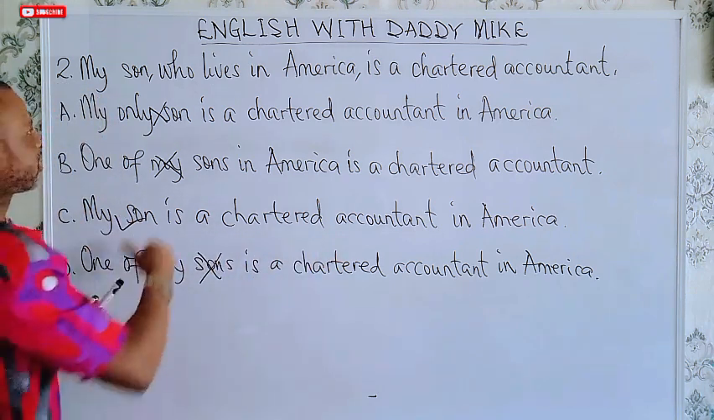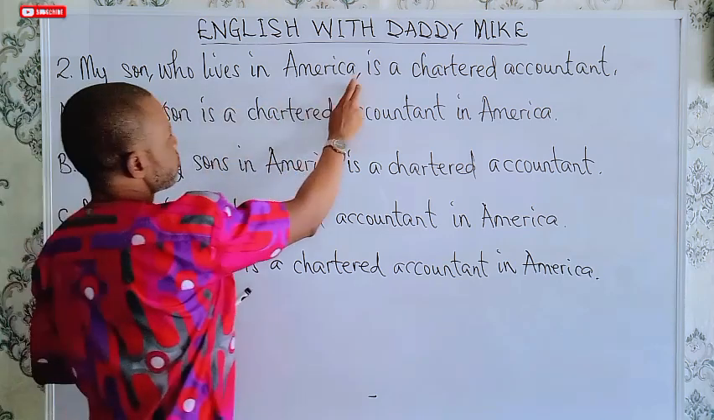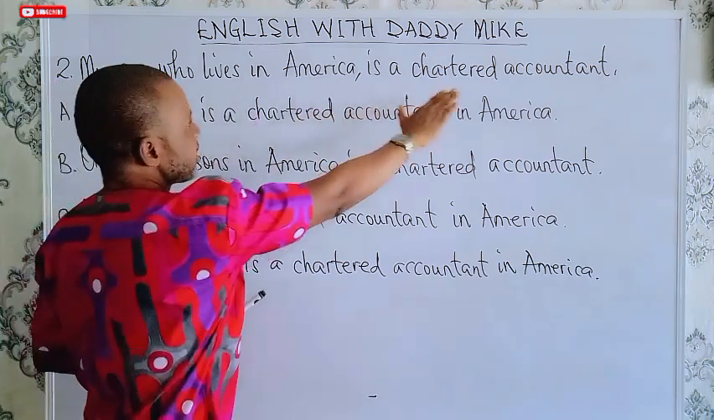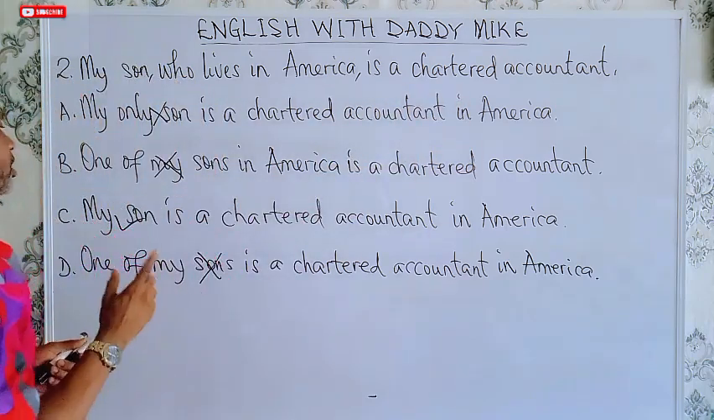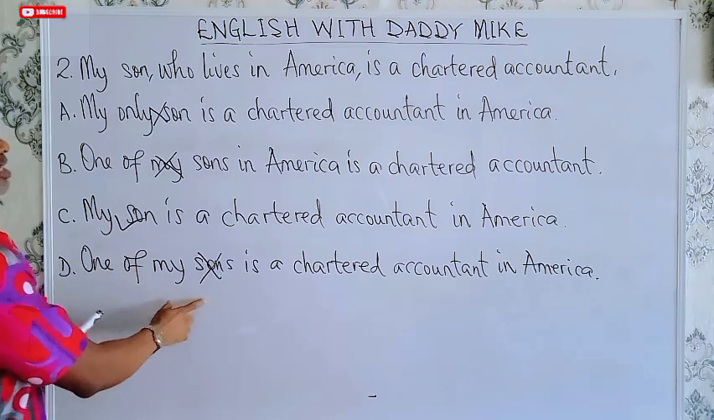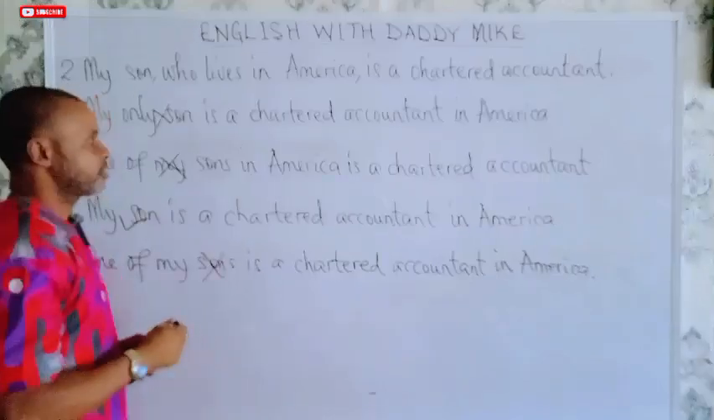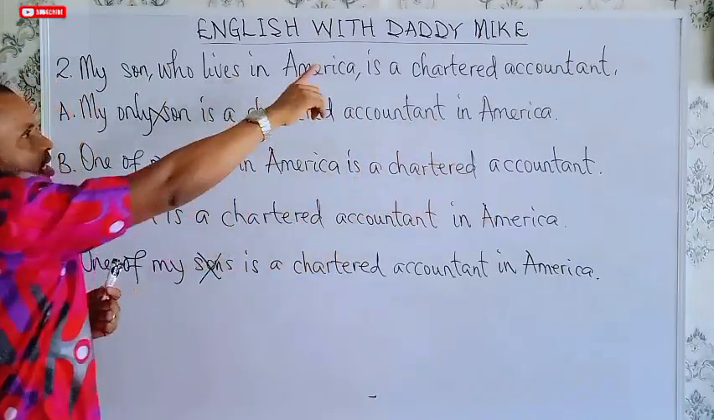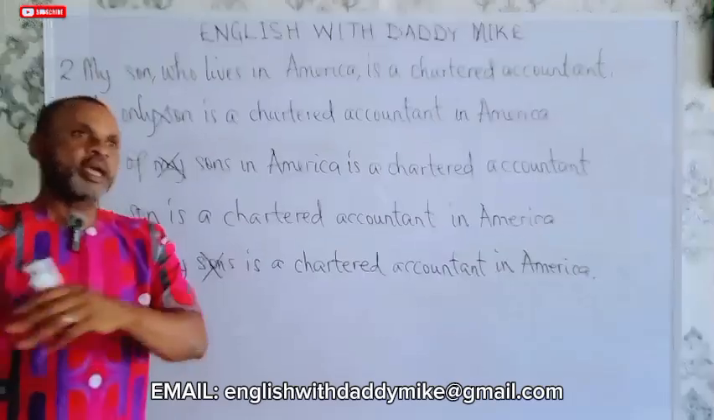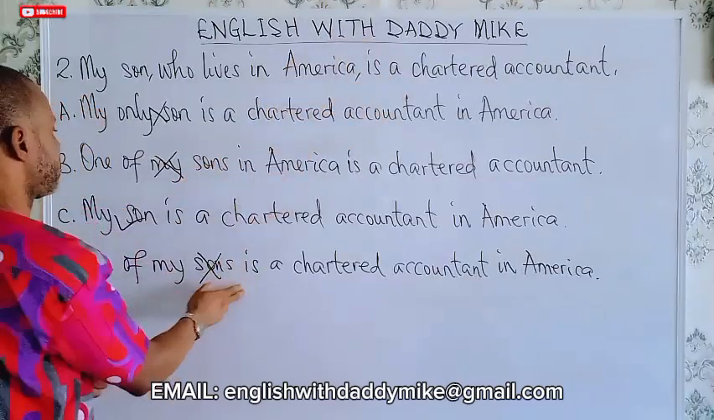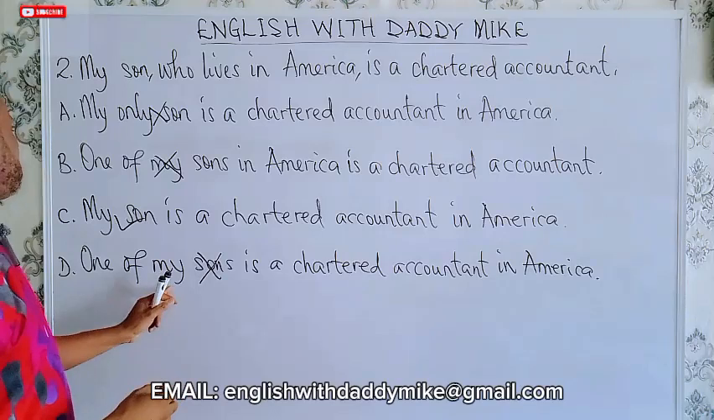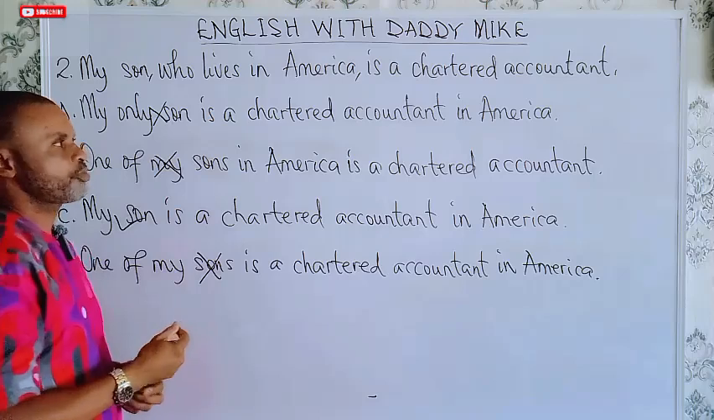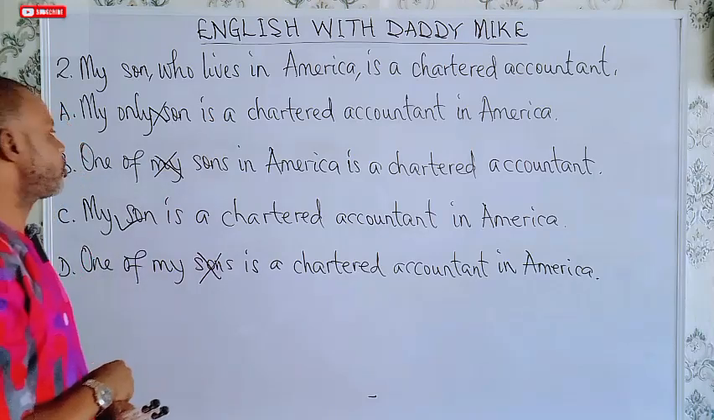What if I remove the commas here? If I remove this comma as well as this comma, so that the sentence reads straight on, my son who lives in America is a chartered accountant, then it would mean that one of my sons is a chartered accountant in America. My son, the one who lives in America, that's the meaning. So I don't mean the one who doesn't live in America, I mean the one who lives in America, and that will go with option D. No one here would suggest that I have only one son, no matter how you rejig or twist the sentence. I hope we got it.